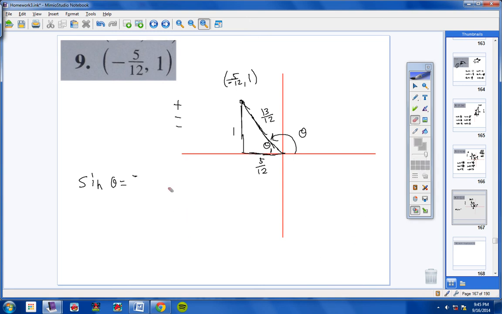Okay, so let's go ahead and do that. There we go, and here we go. So opposite over hypotenuse, 1 over 13/12 would be 12/13s, and then of course the reciprocal, cosecant theta, would be 13 over 12. Both of those are positive.